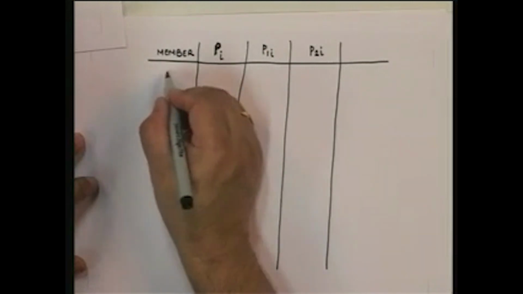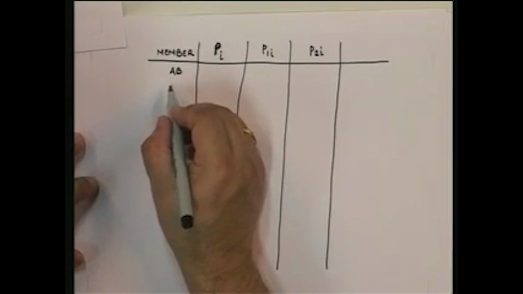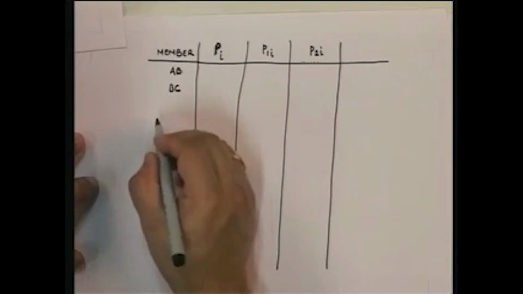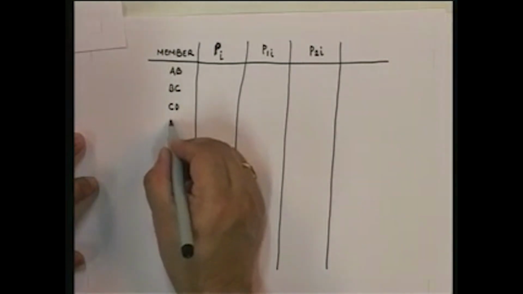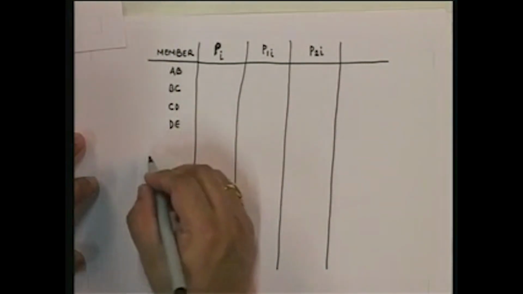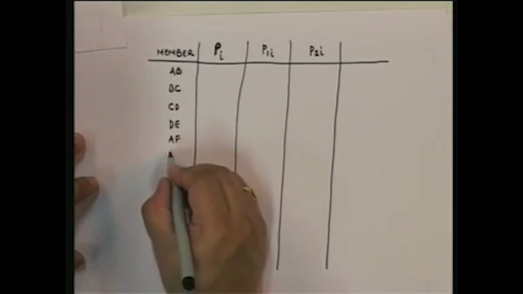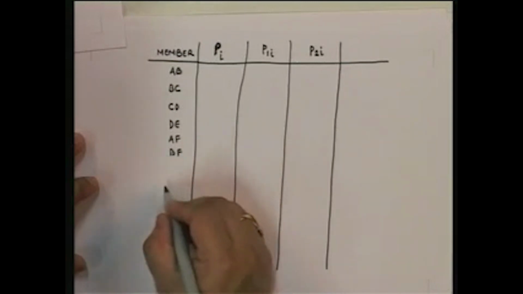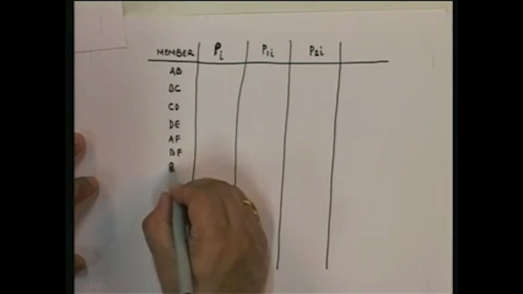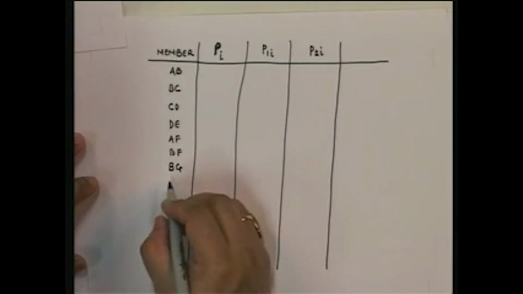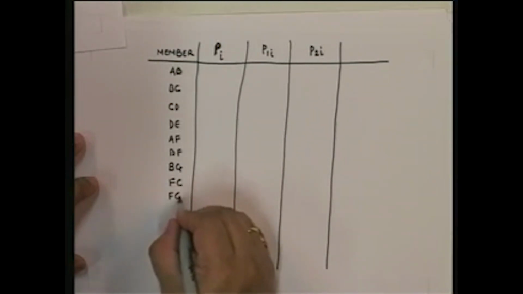Okay, so I have member AB, then I have member BC, then I have member CD, then I have member DE, then I have member AF, BF, BG, FC, FG.